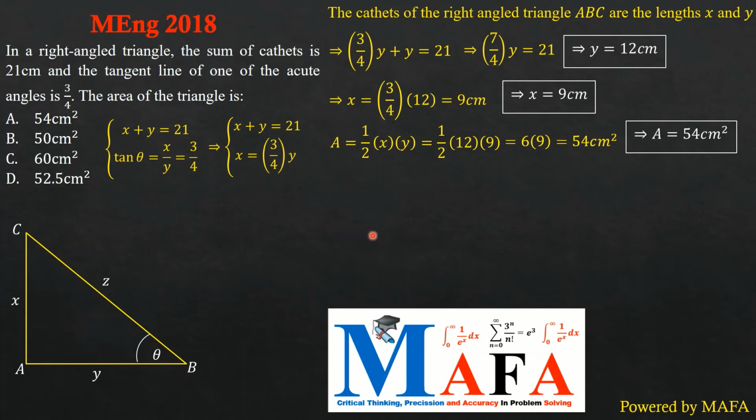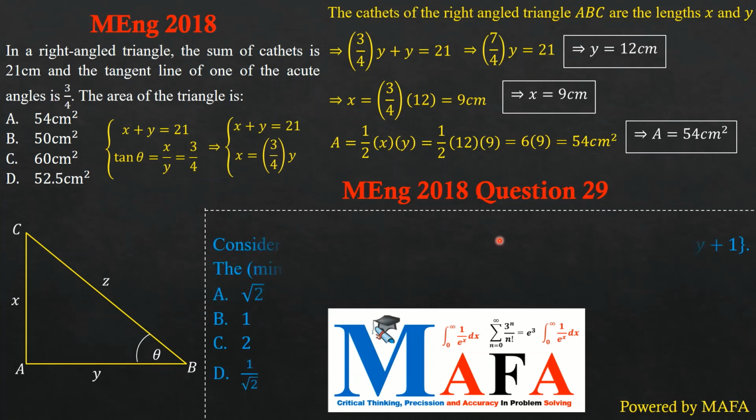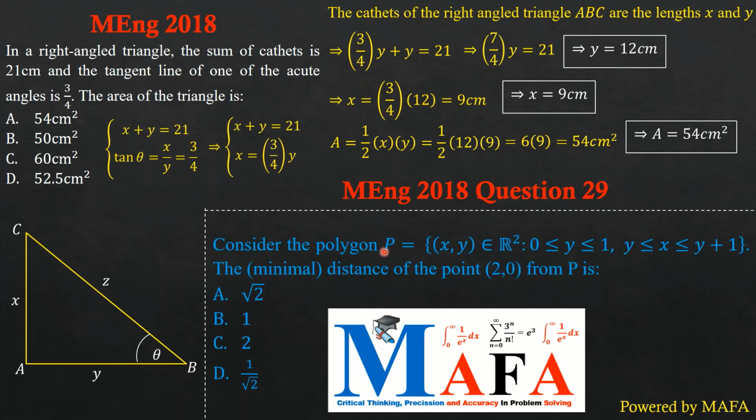Alright, so I'm going to end the video by giving you an assignment which we are going to solve in the next video. Now your assignment is also MENS 2018 question 29, still on the topic mensuration. Now the question reads, consider the polygon P, which is depicted by these equations. It is a system. We have x and y being a set of real numbers, 0 less than x, 0 less than y less than 1, and y less than x less than y plus 1. The minimal distance of the point (2, 0) from the polygon P is: A root 2, B 1, C 2, and D 1 divided by root 2.